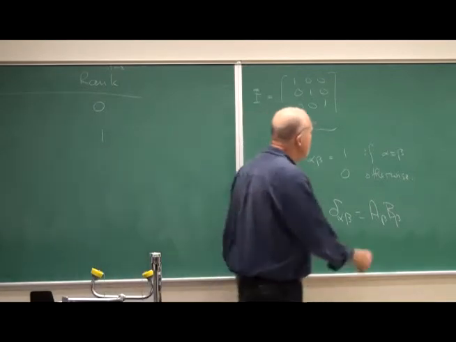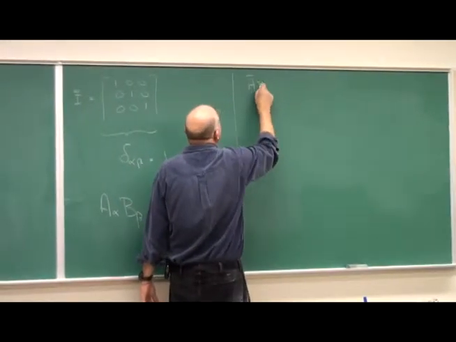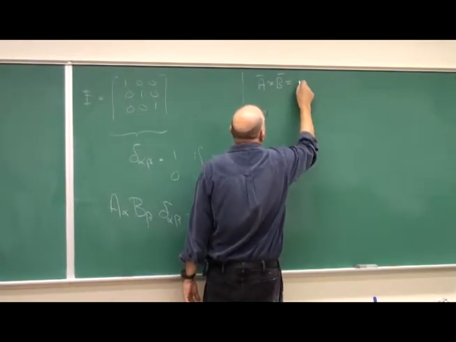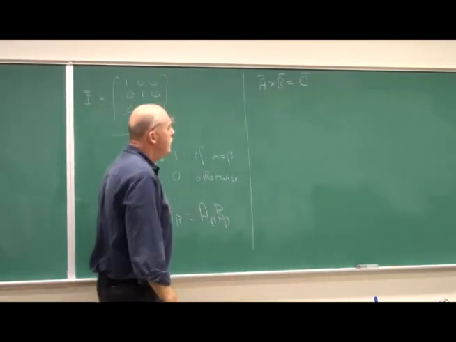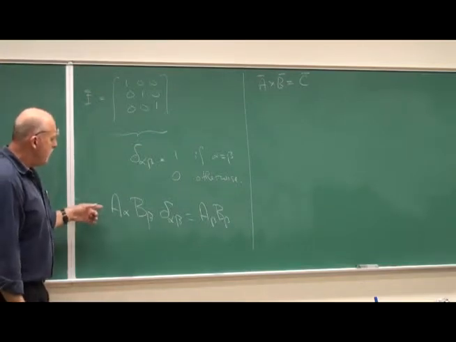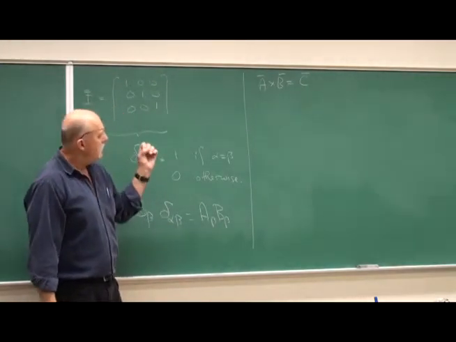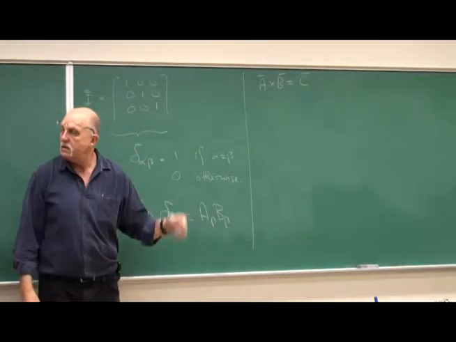So we were talking about dot products. What about cross products? Suppose I have A cross B equals C. I would like to write this in index notation somehow. It's a little different from a dot product because I end up now not with a scalar, but with a vector.